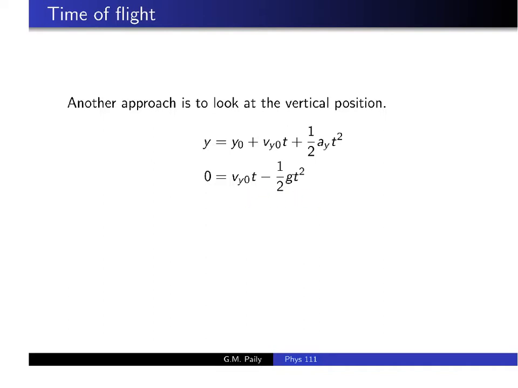We can solve for it, and we see that y is equal to y naught either when t is equal to 0 or when t is equal to 2 Vy naught over g. t equal to 0, of course, corresponds to the launch point, and t equal to 2 Vy naught over g corresponds to the landing point.